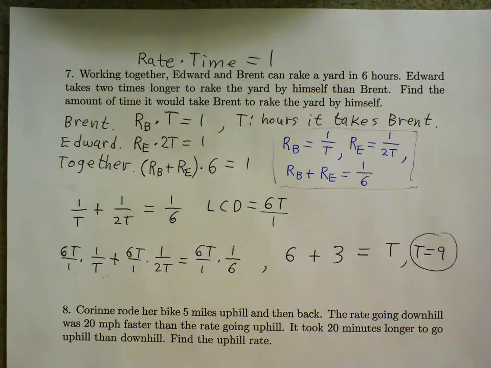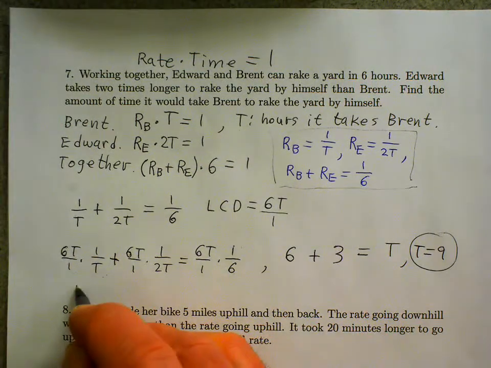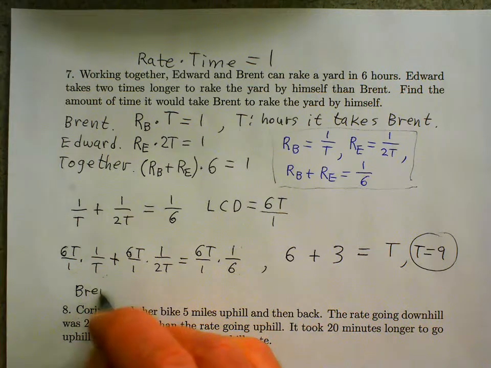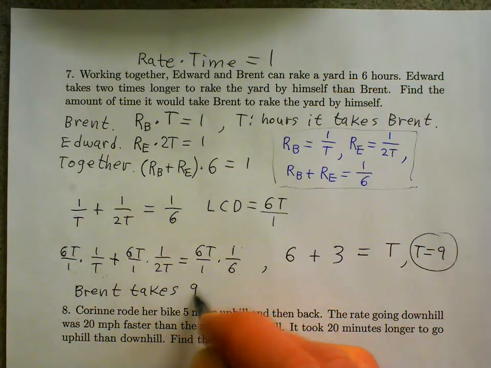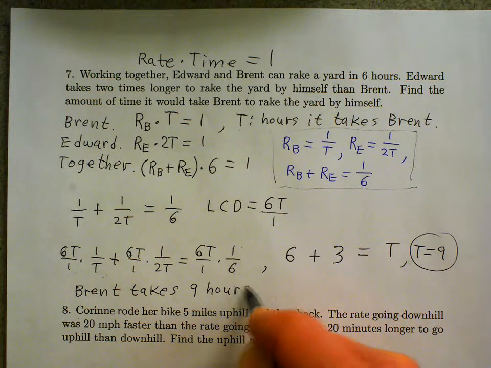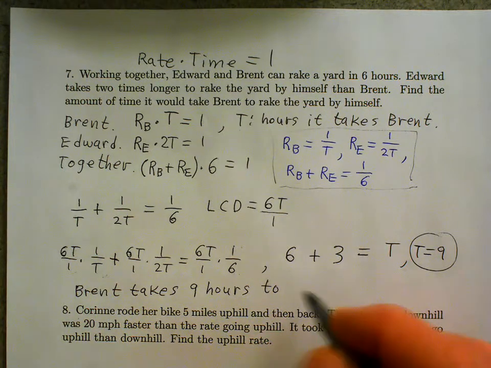To summarize our result, we would say Brent takes 9 hours to rake a yard by himself.